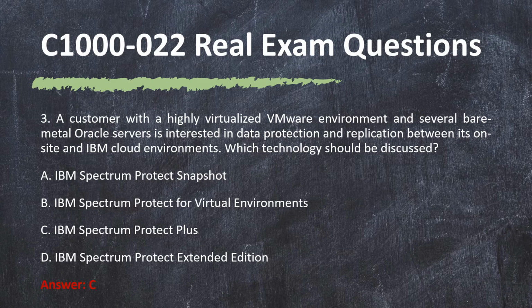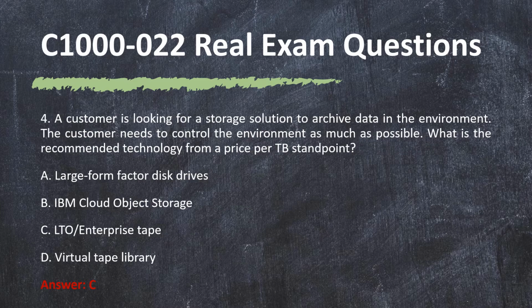3. A customer with a highly virtualized VMware environment and several bare metal Oracle servers is interested in data protection and replication between its on-site and IBM cloud environments. Which technology should be discussed? A. IBM Spectrum Protect Snapshot. B. IBM Spectrum Protect for Virtual Environments. C. IBM Spectrum Protect Plus. D. IBM Spectrum Protect Extended Edition. Answer: C.